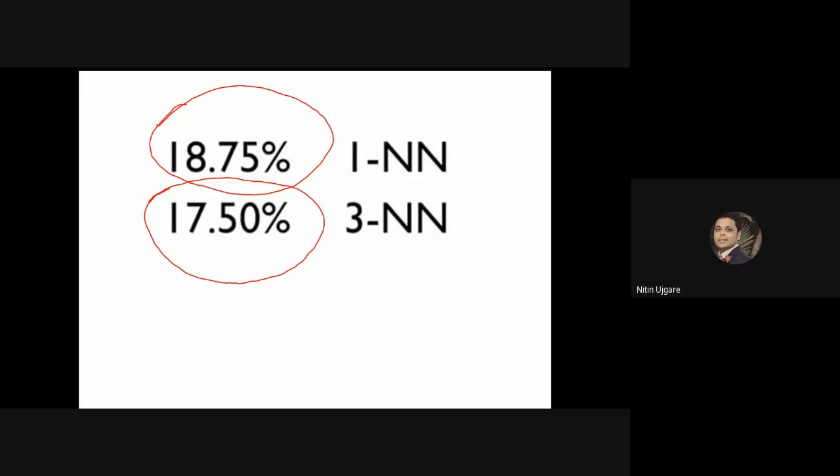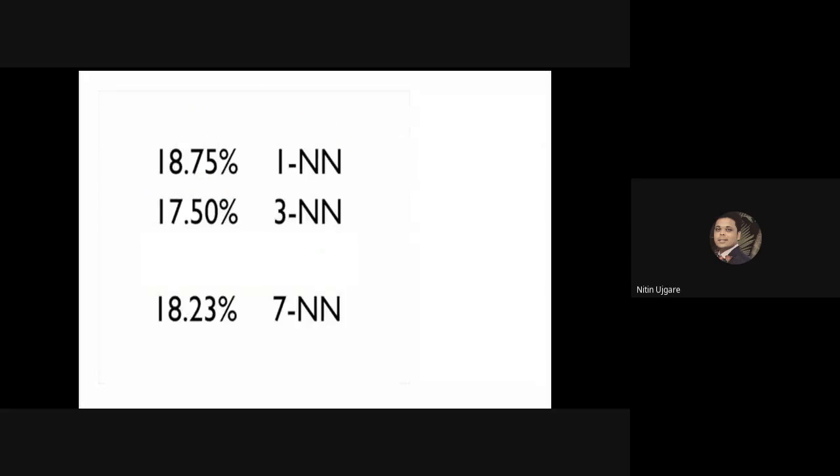The same way, as I already mentioned, there are other versions of the k-nearest neighbor classification algorithm. The next version of the k-nearest neighbor algorithm is 7NN, and here you can find the average error, or the cross validation error, for the 7NN method. It is 18.23, whereas for 3NN it is 17.50, and for 1NN it is 18.75, right?